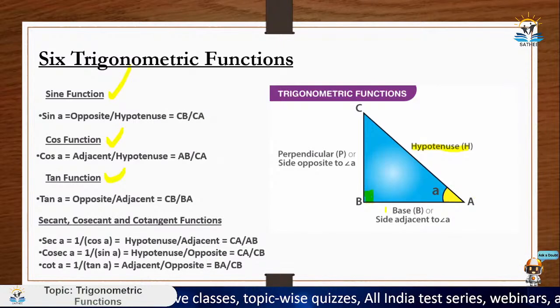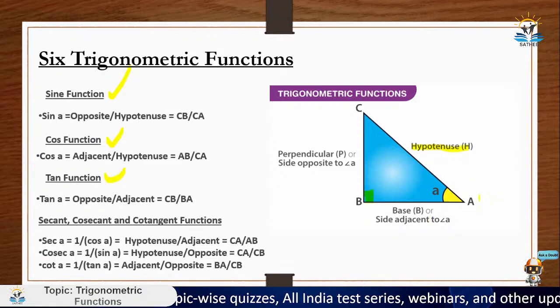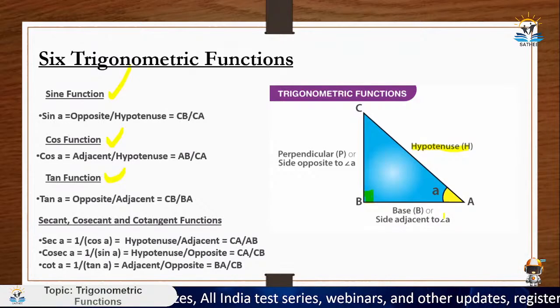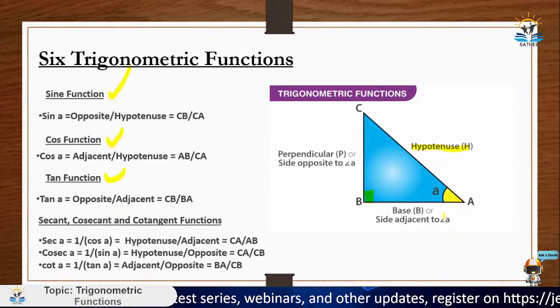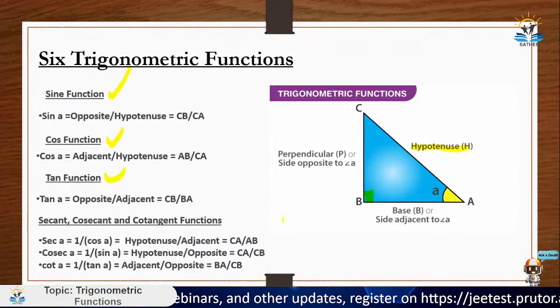What were we taking in cos? We were taking adjacent upon hypotenuse. So what we will take in sec, we will take hypotenuse upon adjacent. This is your sec function. Now what is cosec? Cosec is nothing but 1 upon sine. In sine, we were taking opposite upon hypotenuse. So in this, what will we take? We will take hypotenuse upon opposite. Simple. Okay. So I hope you get that.